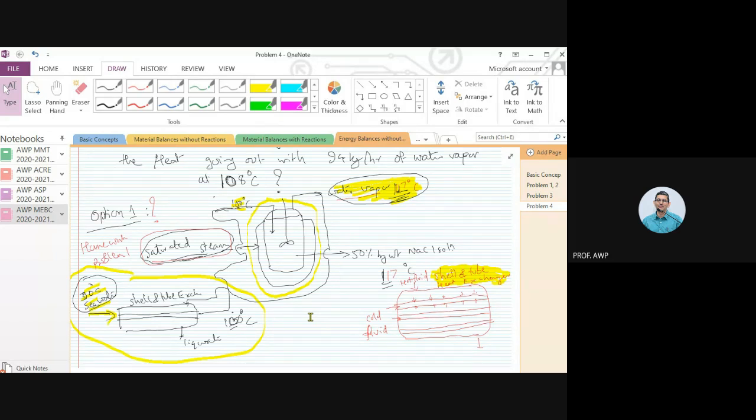We are not trying to compare different processes, different operations per se, Rishabh. Is that okay? Yes, sir. But as an engineer, you will have to compare different options, maybe evaporation, maybe membrane, maybe combination, maybe some other technique, and come out with a more economical process.